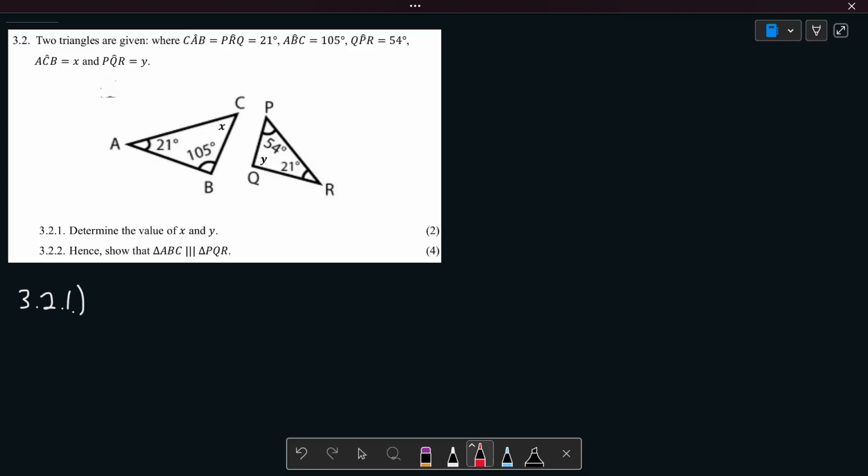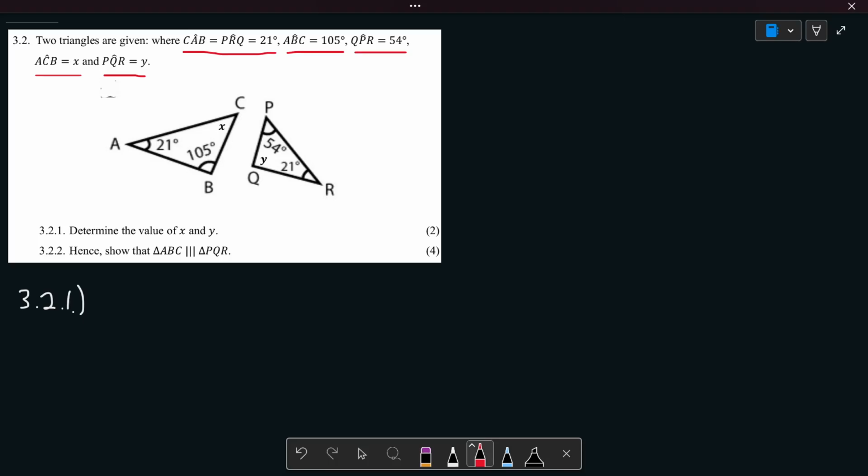We have two triangles given, right? And here it says where angle CAB is equal to PRQ, which is equal to 21 degrees. Angle ABC is equal to 105 degrees. Angle QPR is equal to 54 degrees. Angle ACB is equal to X and angle PQR is equal to Y. So that's the information we are given.